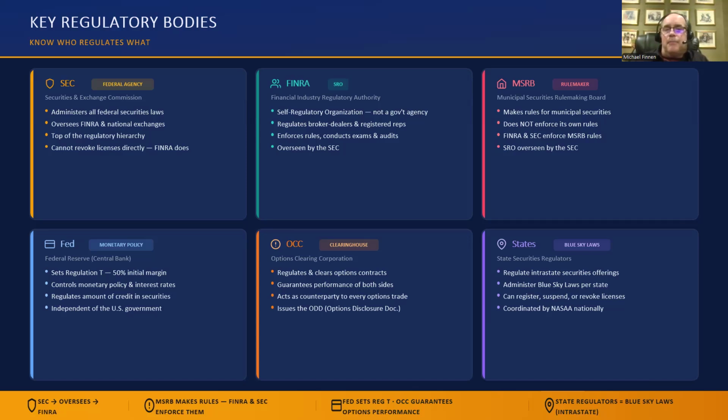So the OCC comes in and they literally do almost everything. They regulate and clear the option contracts. They set the standard contracts, okay? They guarantee the performance of both sides. If somebody falls down on an options contract, the OCC steps in and takes care of it, okay? They act as a counterparty to every option trade. That's in essence what's going on, is that they step in to make sure they don't have any issues with options. And if you know about options, it's quick, it's big, it's a lot of money, fast, you could lose a lot. There can't be errors in options. There can't be default errors in options.